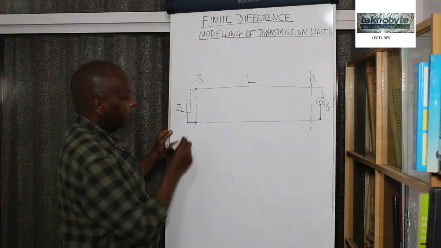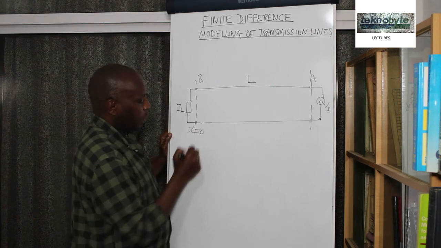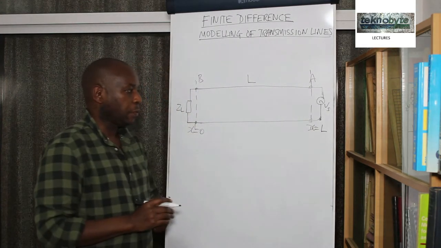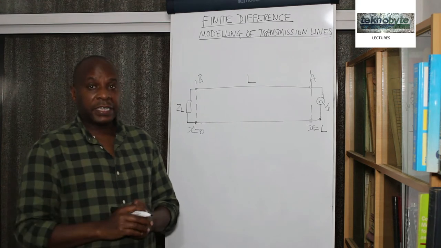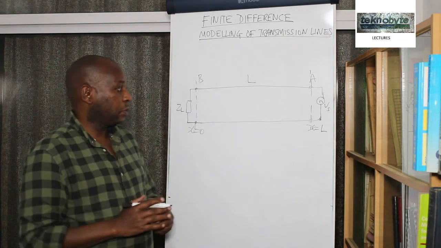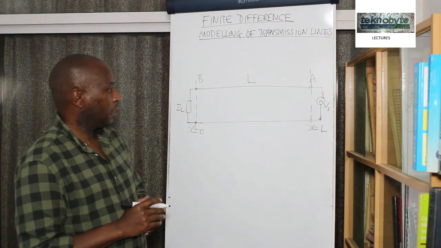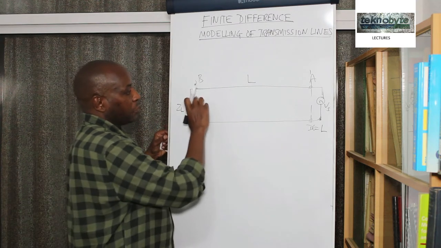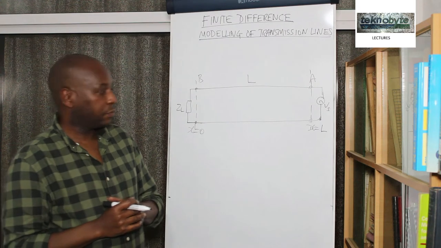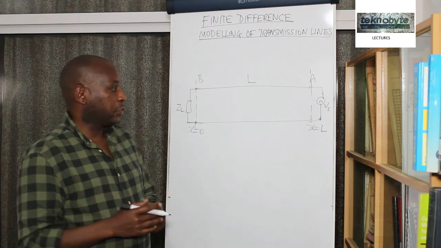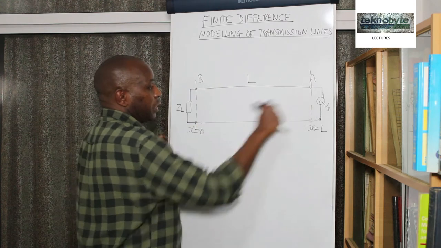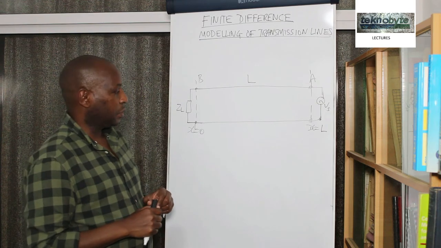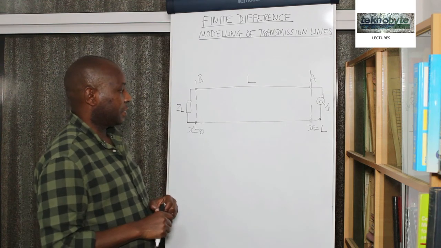What we do is align one end of the line, because it's a one-dimensional problem, with x equals 0 and the other end with x equals L. Now, the finite difference technique can be used to solve both uniform and non-uniform transmission lines. In the case of the uniform transmission line, as we've mentioned before, the material properties do not change as you move along the line. In the case of a non-uniform transmission line, the material properties could change, and therefore this has a big effect on the solution to the problem. It makes it a little bit more complicated in essence.